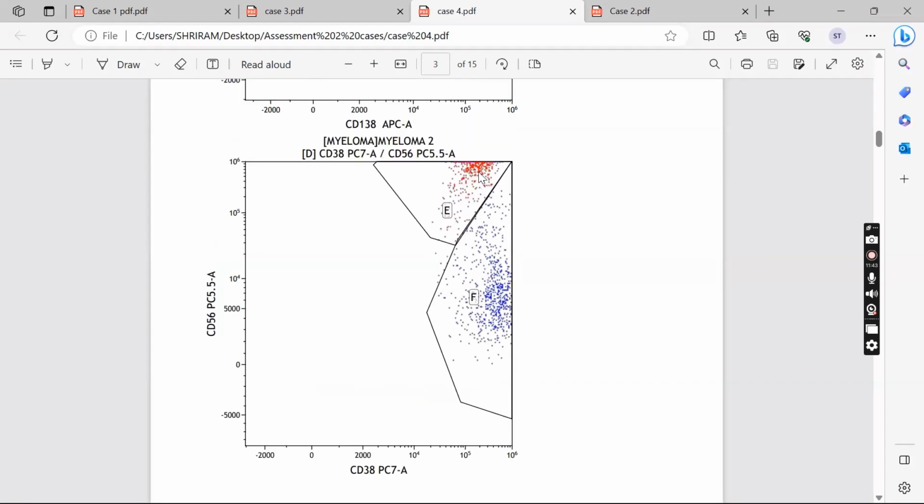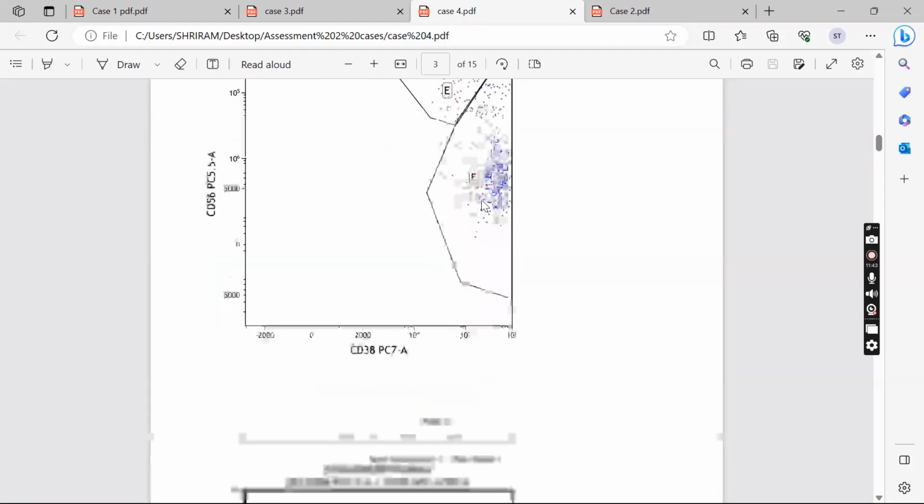So any other new markers? It's negative for gamma delta and all other T cell markers. So it's a very simple case. It's a case of hairy cell leukemia variant. Sorry, hairy cell leukemia. Excuse me. It's a case of hairy cell leukemia.